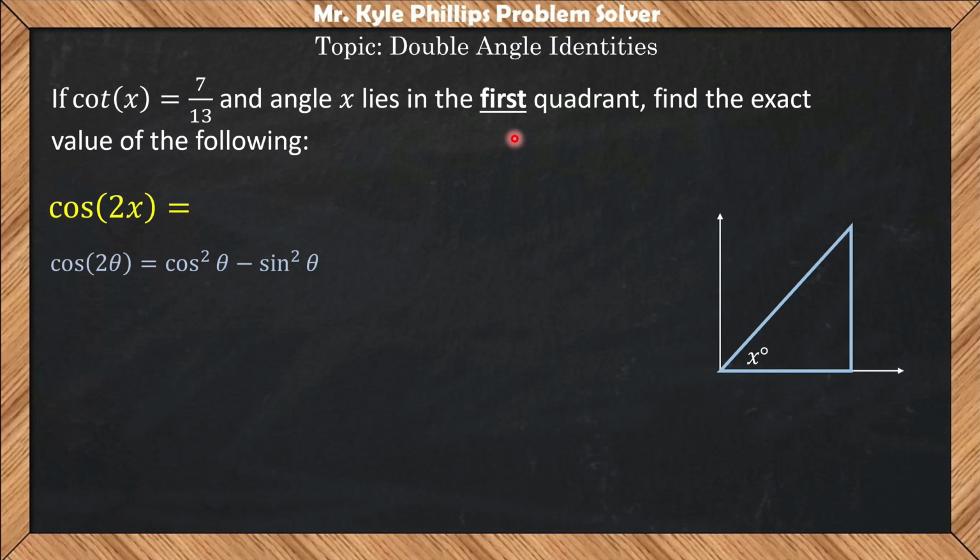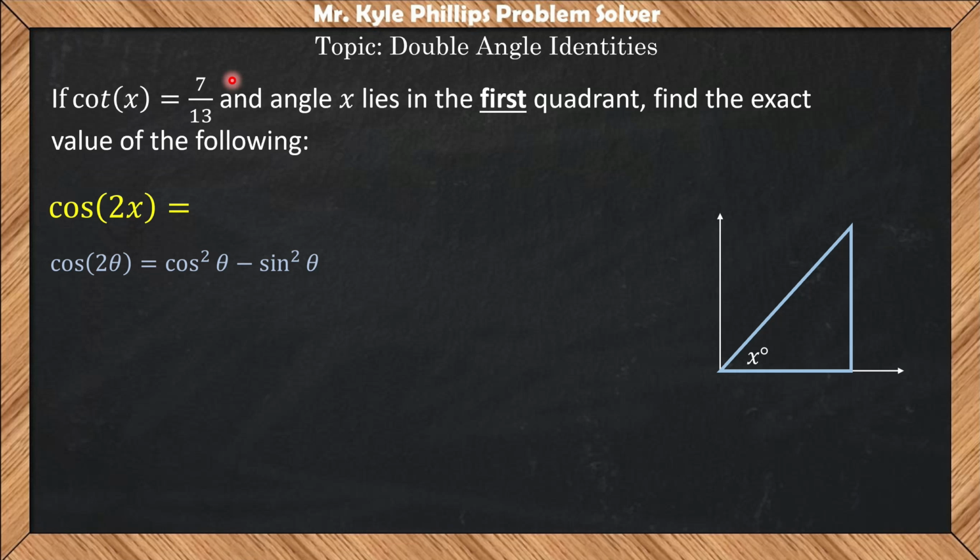Hey everybody. So in this video, they ask us to find the value of cosine of 2x. It says, if cotangent of x is 7/13 and angle x lies in the first quadrant, find the exact value of cosine of 2x.